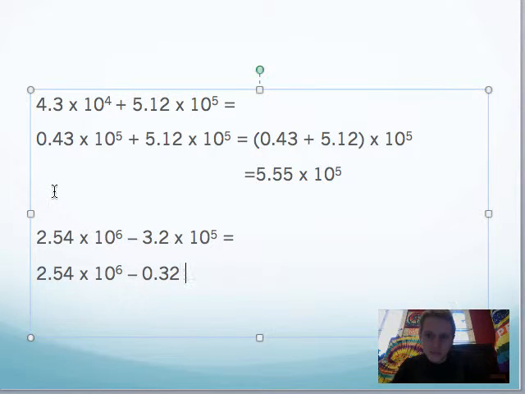0.32, and now it is times 10 to the 6th power. Increase the exponent, move that decimal point to the left. Easy enough. We've got like terms, times 10 to the 6th power. Let's add those coefficients. Well, in this case, we're subtracting, so 2.54 minus 0.32. And we keep times 10 to the 6th power.